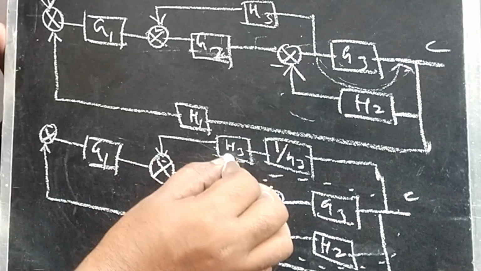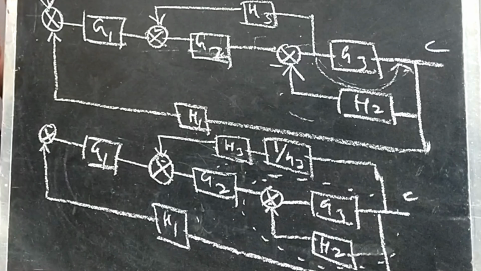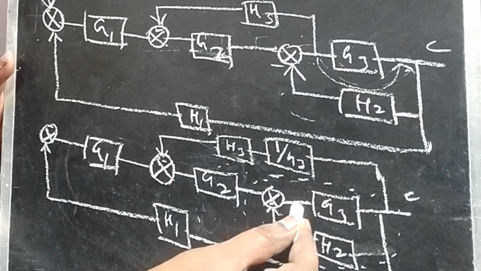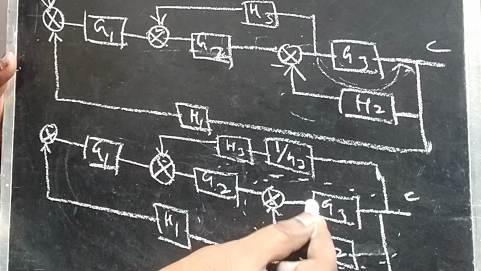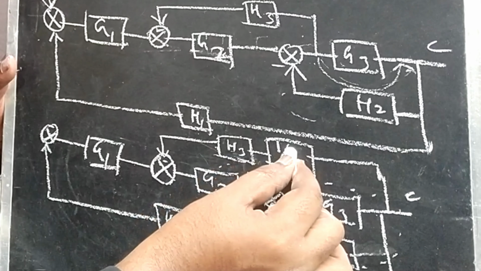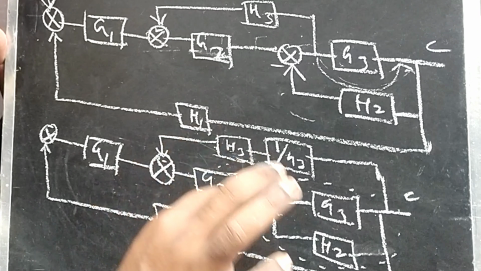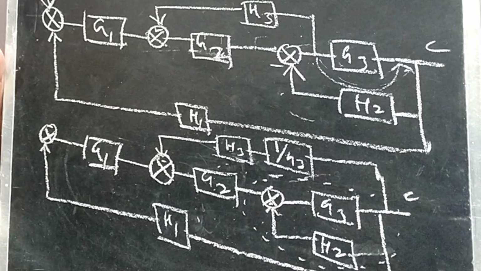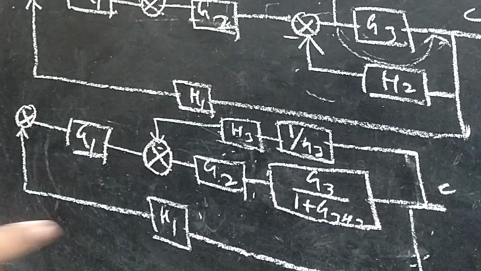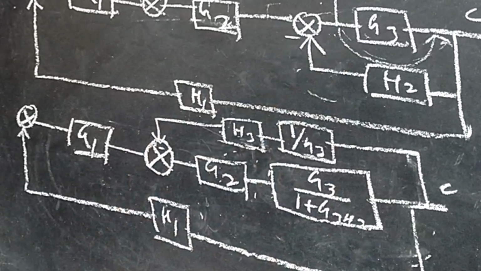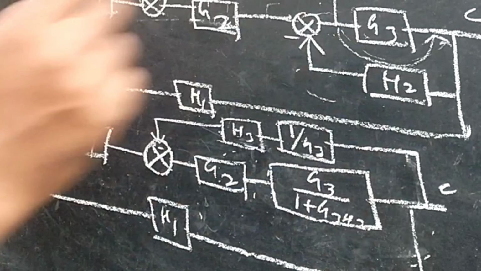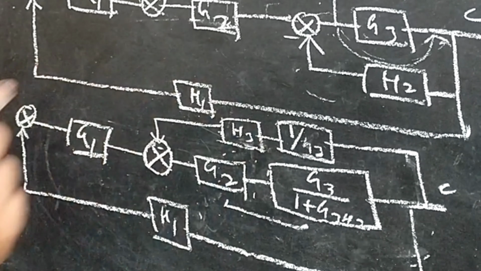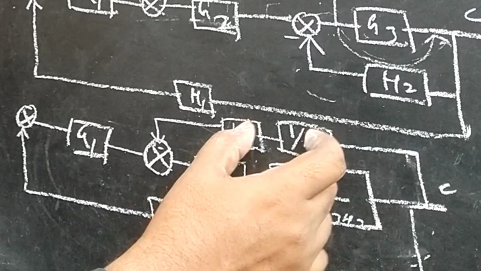We can remove this. Then these two are in cascade connection. Once we remove this particular feedback path, we get a single block here. If we get a single block here, then this part and this part are in cascade connection. Once we remove this negative feedback path, I get the equation as G3 divided by 1 plus G3H2. Then look, this particular two is cascade connection, and this particular two is cascade connection. So multiply these two and multiply these two.